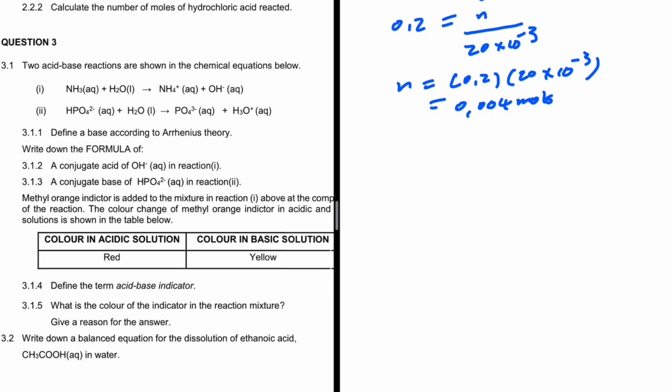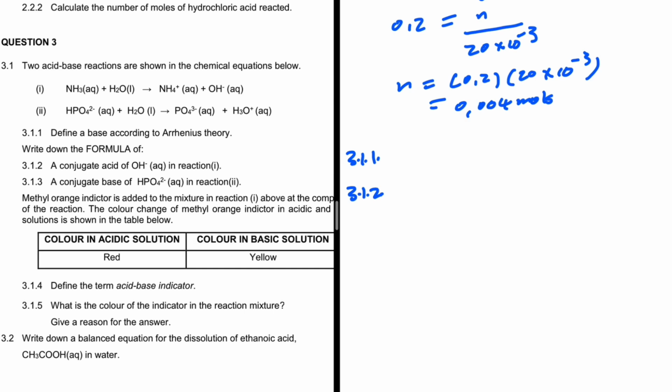So question 3, 2 acid-base reactions are shown in the chemical equation below. Okay, and then 3.1.1, define a base according to Arrhenius theory. Arrhenius theory is the difficult one of the two, and then a base is a substance that ionizes or dissociates in water to produce hydroxide ions. Right? It is a substance that ionizes or dissociates in water to produce hydroxide ions. So that is 3.1.1. What about 3.1.2?